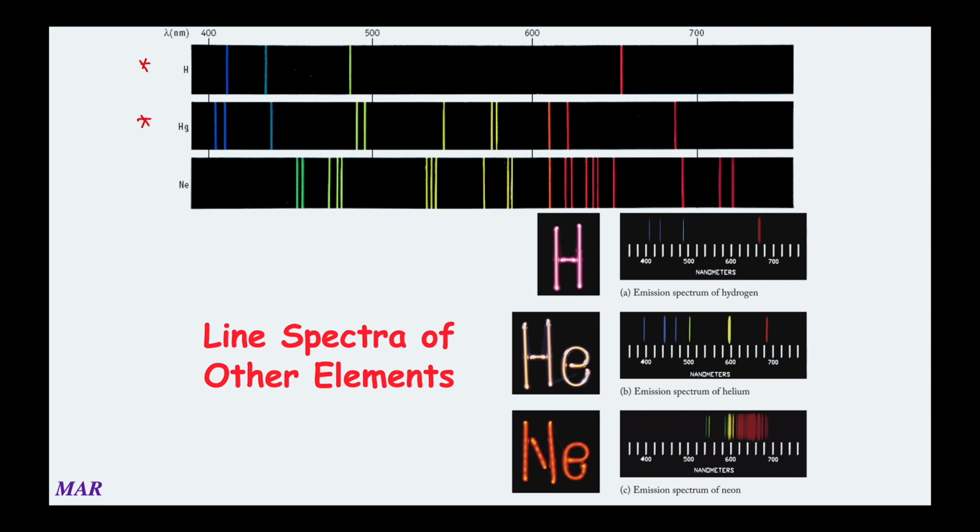Notice how mercury has quite a few more lines than hydrogen, but again, you can measure each one of those thin lines, those sharp line spectra, pretty readily. Neon actually has more lines even than mercury, which is kind of cool.